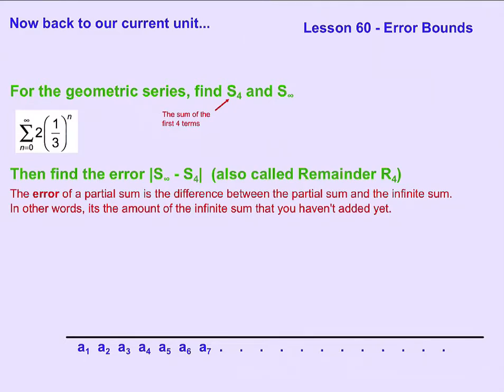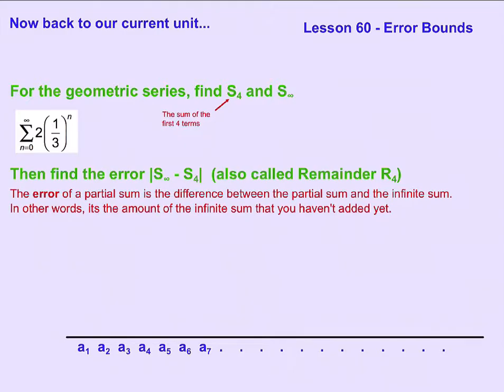Okay, for this video, we're going to get back to our current unit on Taylor series. A little bit of background first. For the geometric series, the sum of 2 times 1/3 to the nth, notice it is an infinite geometric series that has a sum. This converges because that r is less than 1.